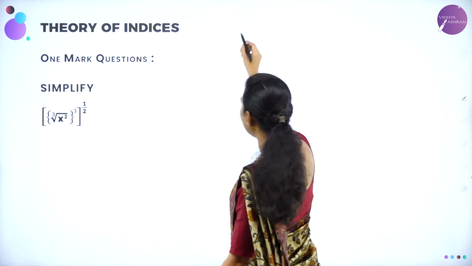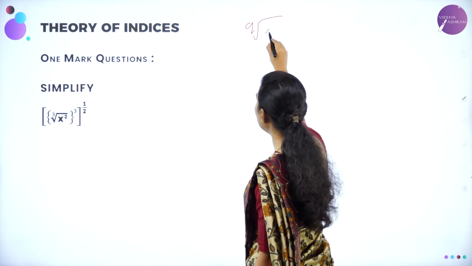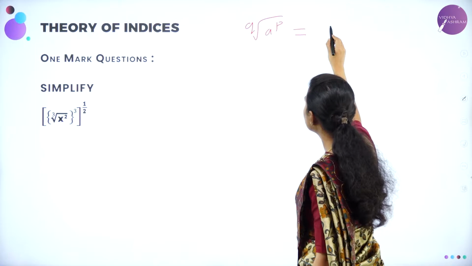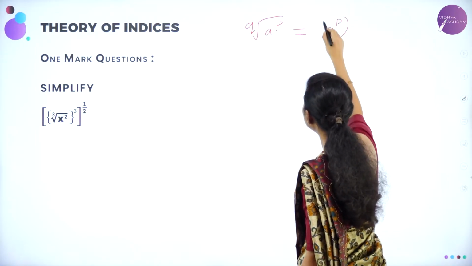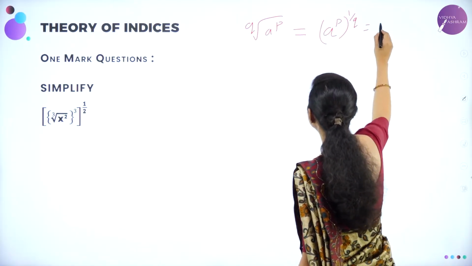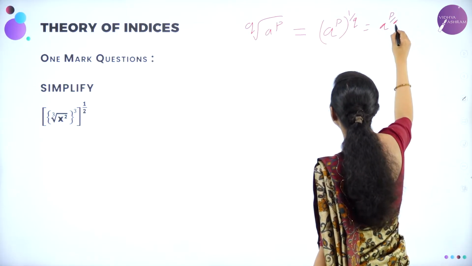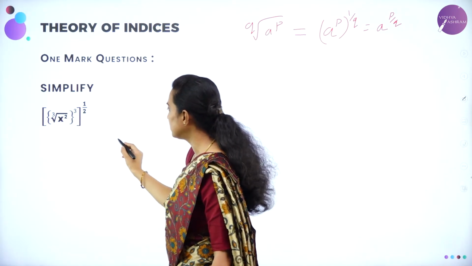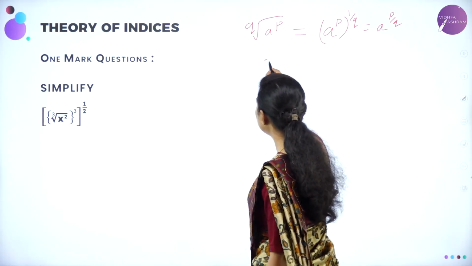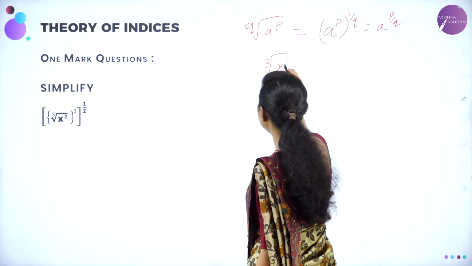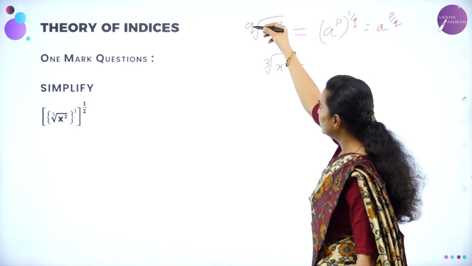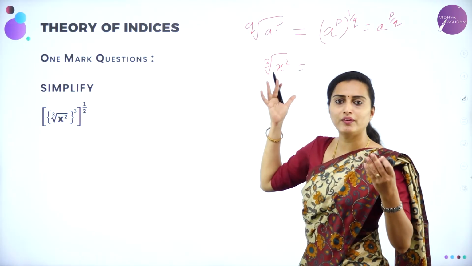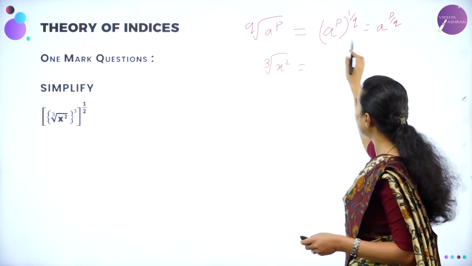Does that look like the cube root of a power p? What is the cube root of a power p? It can be written as a to the power of p to the power of 1/q, which is nothing but a to the power of p by q. If I compare this with the cube root of x squared, does it look the same? q replaces 3, a replaces x, p replaces 2. That's it.